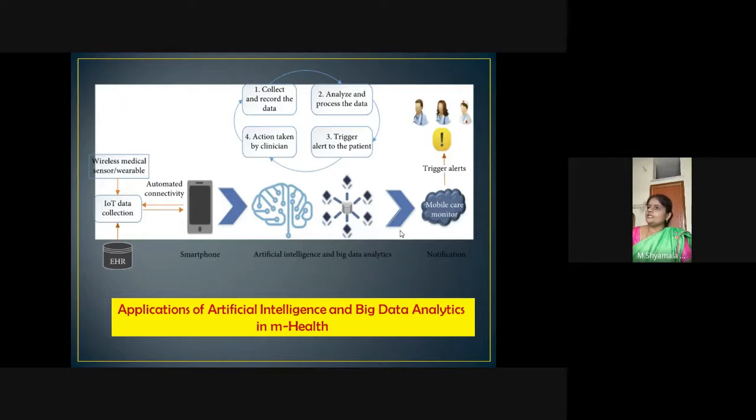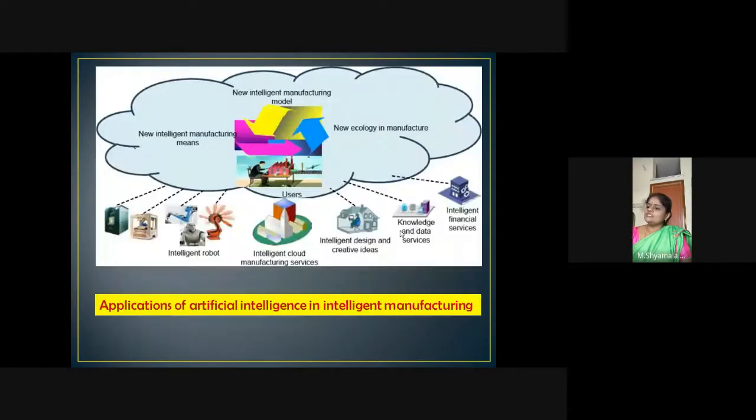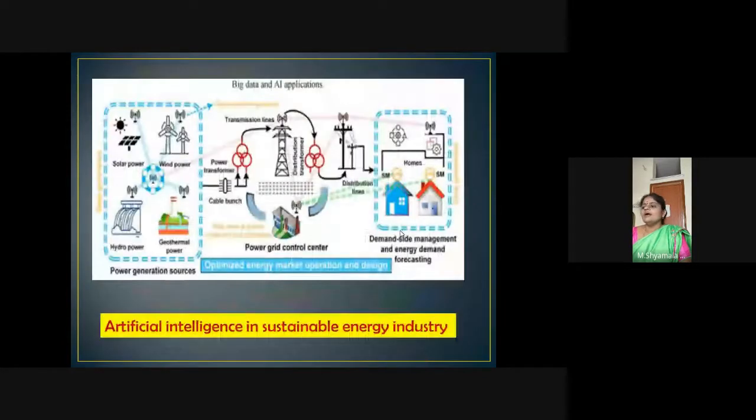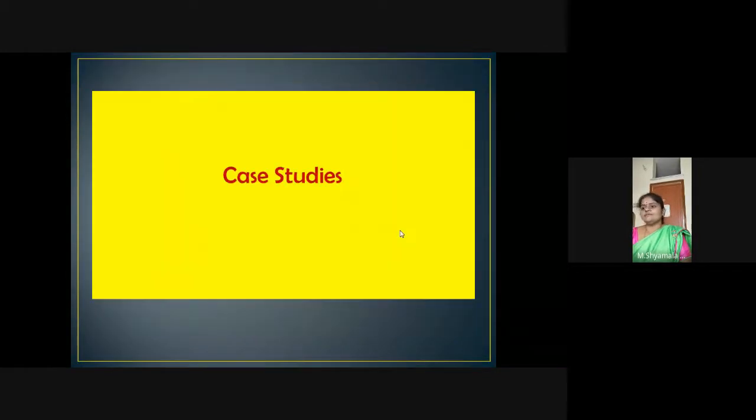Normally, the mobile care monitor is there. In our mobile phone, we have automated triggering and alerts to the patients, and action taken by the clinician. So artificial intelligence plays a major role in these types of applications. So far we have completed many topics, many applications wherever artificial intelligence plays a major role, in industries and day-to-day life and everything.